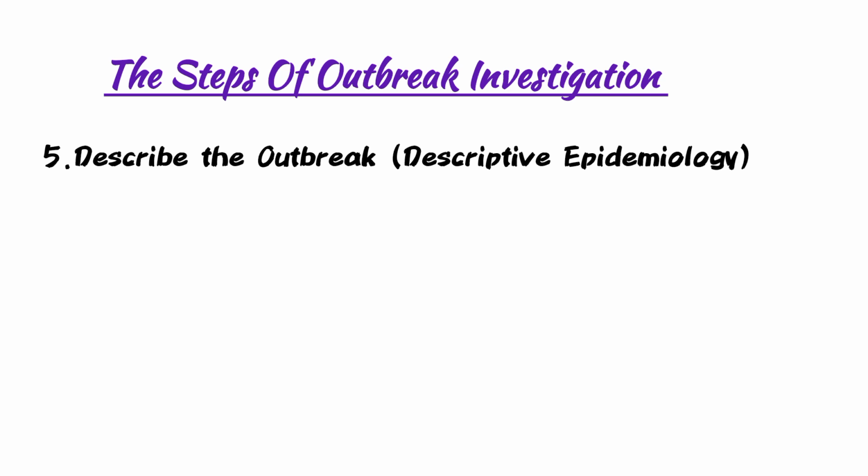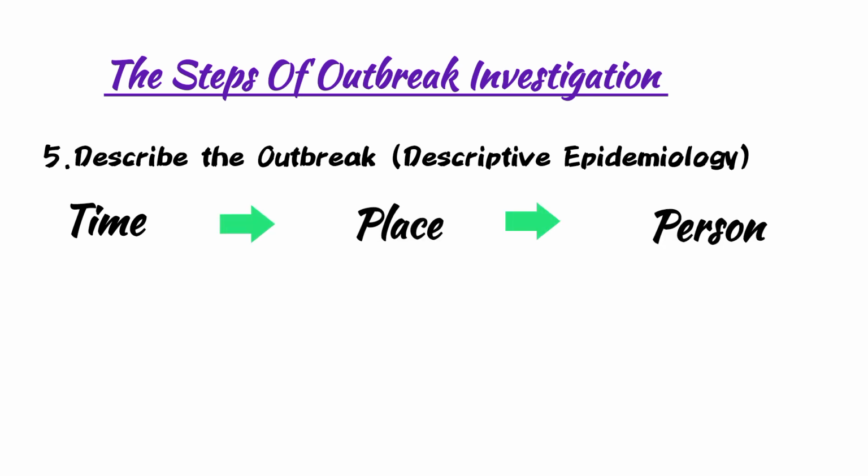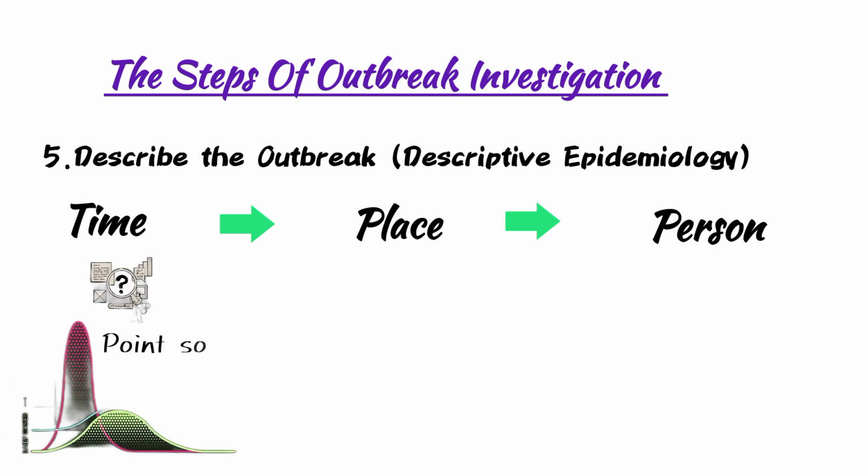Describe the outbreak. This is one of the most important steps. Here we describe the outbreak in terms of time, place, and person. For time, when did the cases occur? We show this on a graph called an epidemic curve. In a point source outbreak like food poisoning from a single meal, the curve rises sharply and falls quickly. In a propagated outbreak like measles spreading person to person, the curve shows several peaks over time.